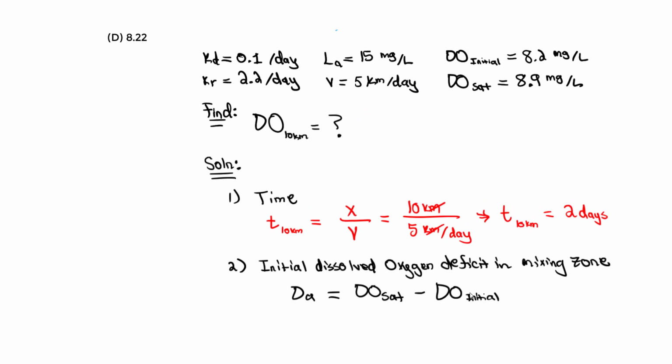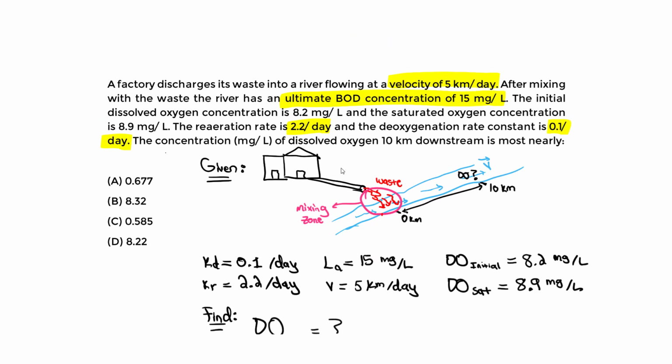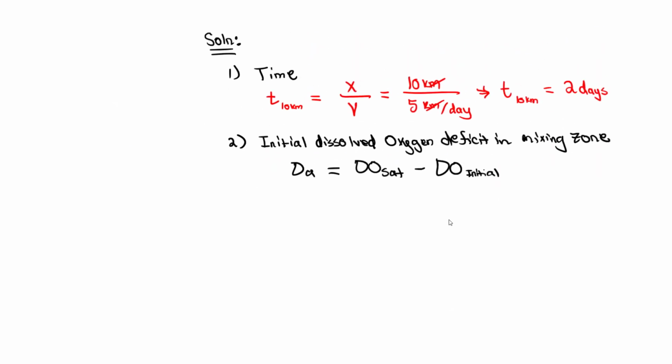And we know DO initial is actually given in the problem statement. The initial dissolved oxygen concentration is 8.2. If they say on your FE or in the problem, the initial dissolved oxygen deficit, you would just use that value. But here it's specific. It's the initial dissolved oxygen concentration, right? Deficit is different than the concentration. So we need to find the deficit.